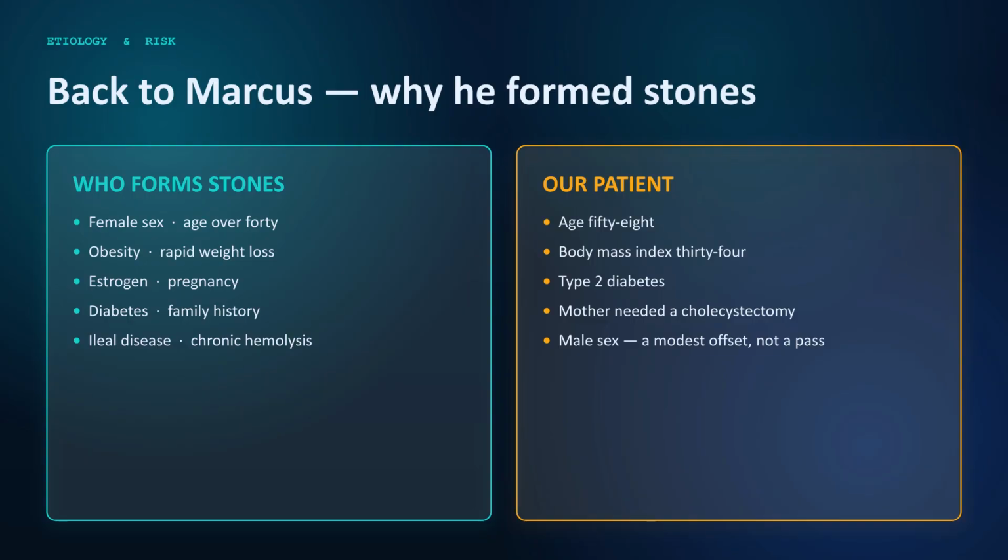Back to Marcus. Who forms gallstones? The classic risk factors are female sex, age over 40, obesity, rapid weight loss, pregnancy and estrogen exposure, diabetes, a family history, and certain ancestries including Native American and Hispanic populations. Add ileal disease and chronic hemolysis for pigment stones. Now line Marcus up against that list. He is 58, his body mass index is 34, he has type 2 diabetes, and his mother needed her gallbladder out. He is male, which lowers his risk a little, but 4 risk factors outweigh that.